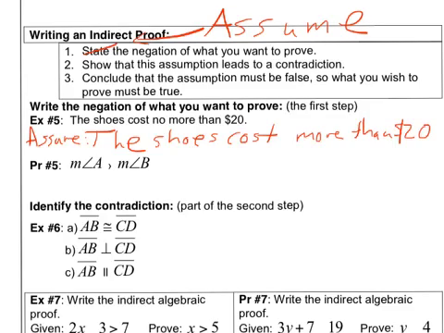Pause the video if you need to. Well, hopefully you said the measurement of angle A is less than or equal to the measurement of angle B. Remember that this is the exact opposite of this, right? Because if A is all values greater than B, well, the opposite would say that it is all values less than or equal to B.